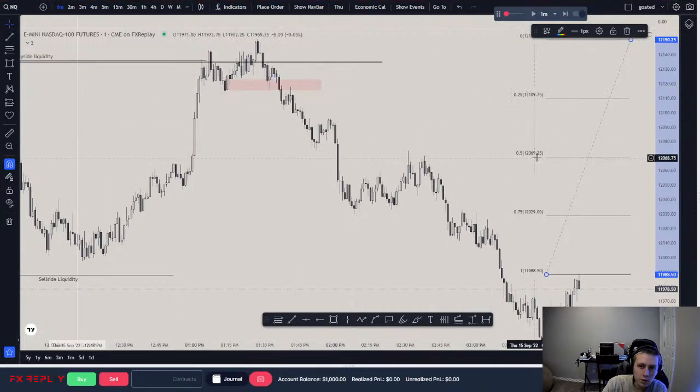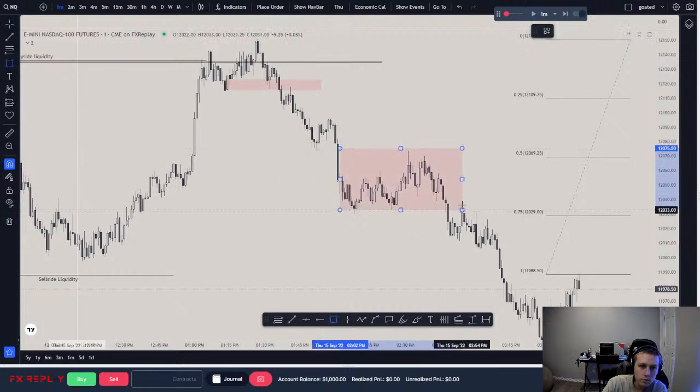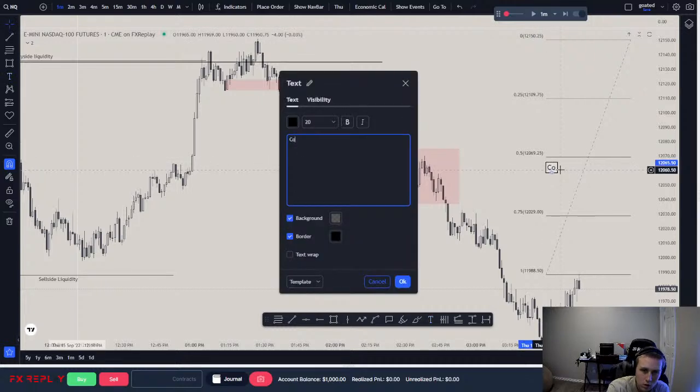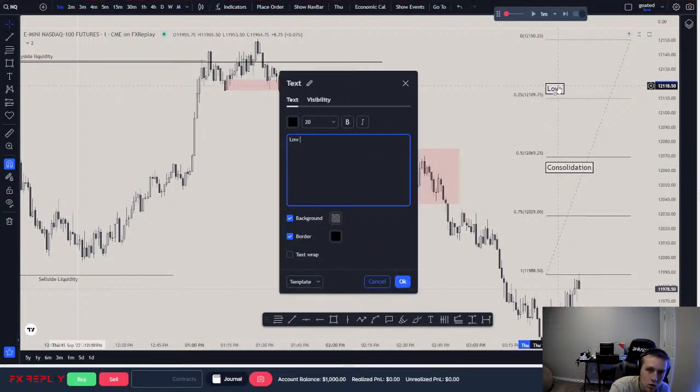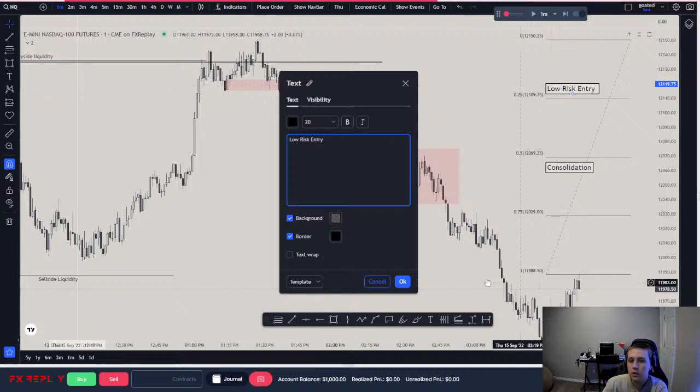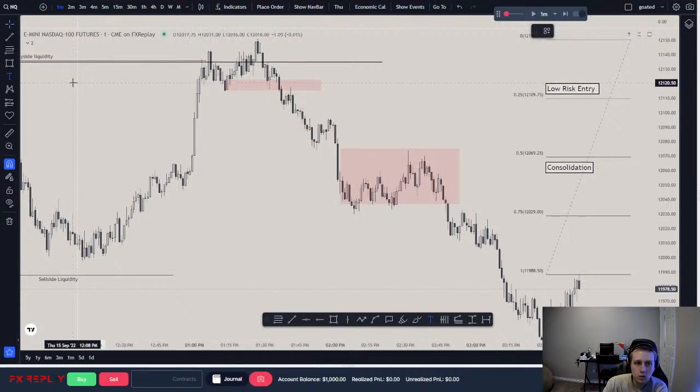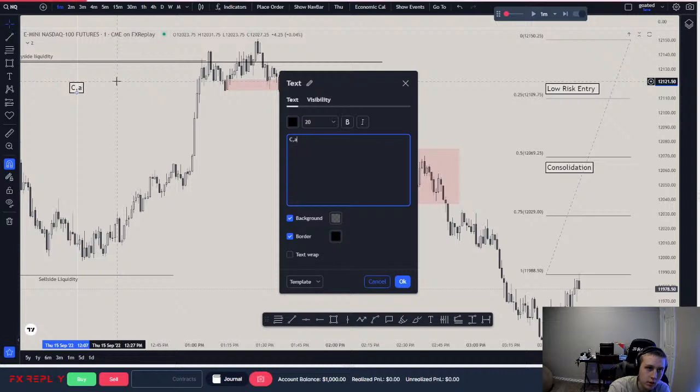25% low risk entry, 50% stop hunt, consolidation. I have been noticing on classic sell days, classic sell day and PM continuation.